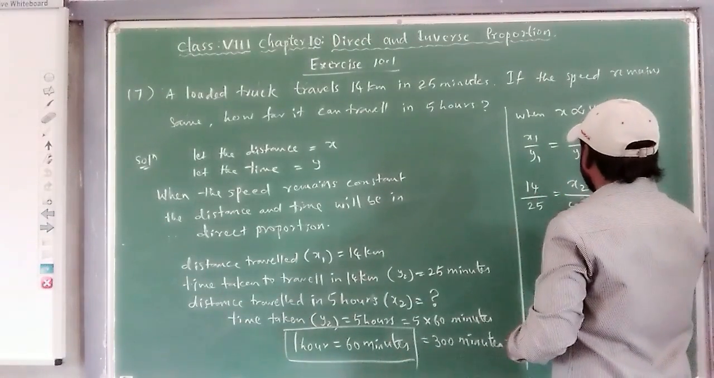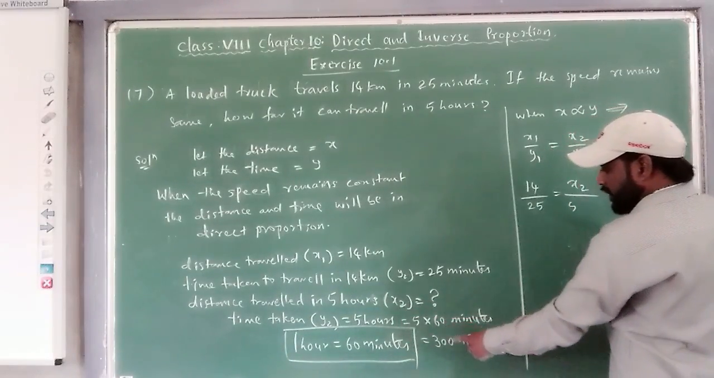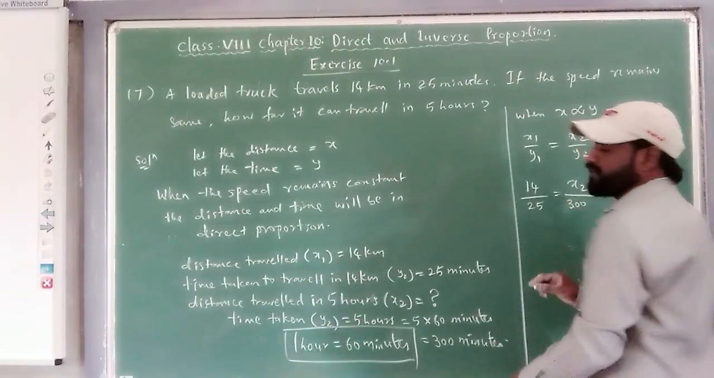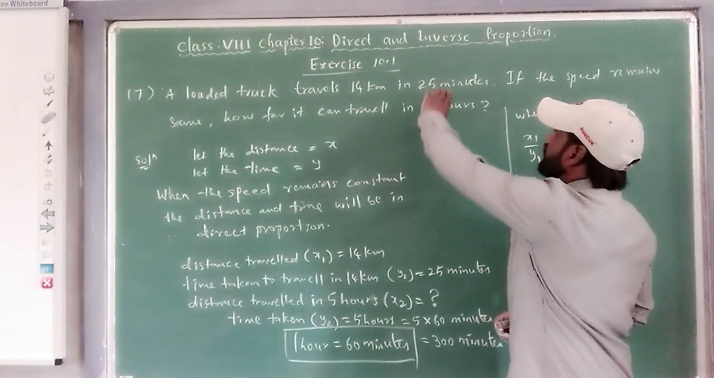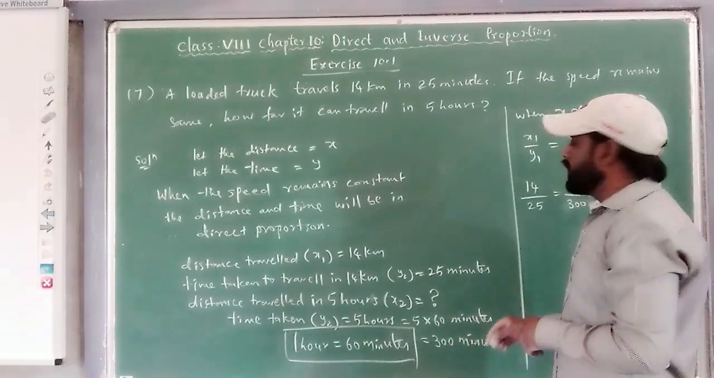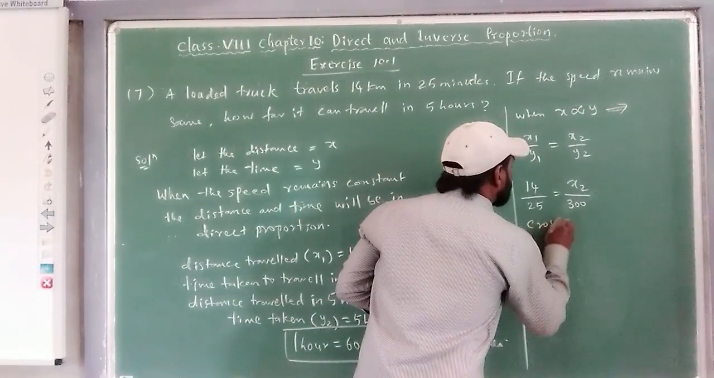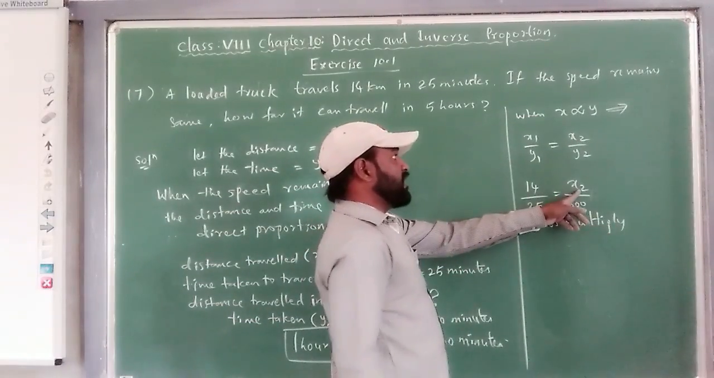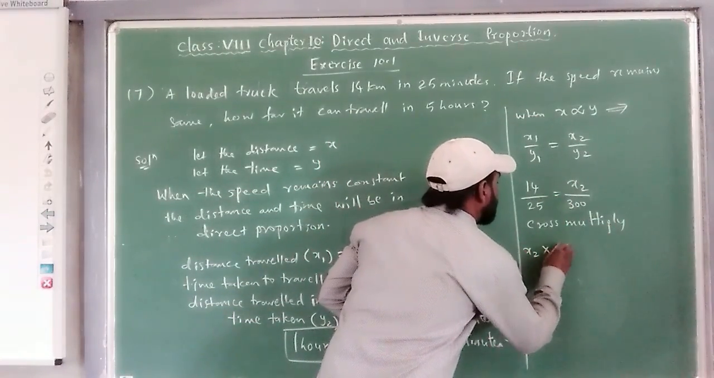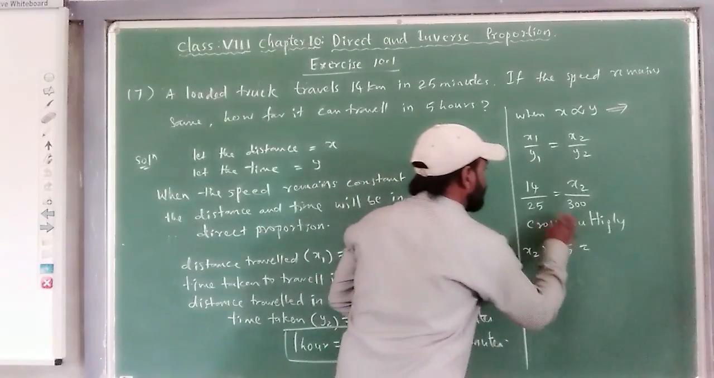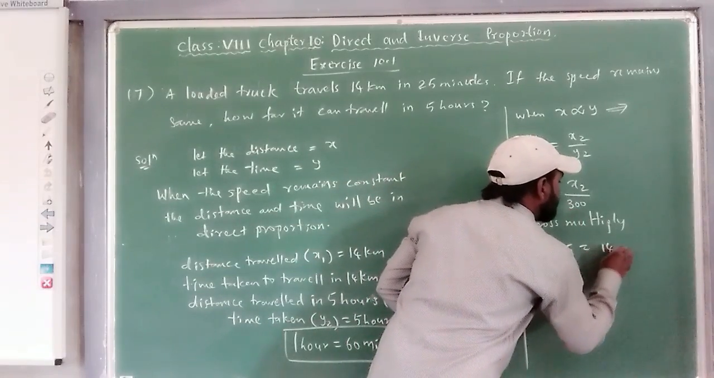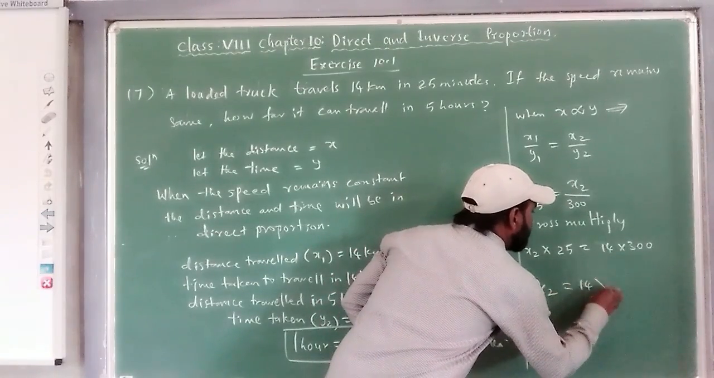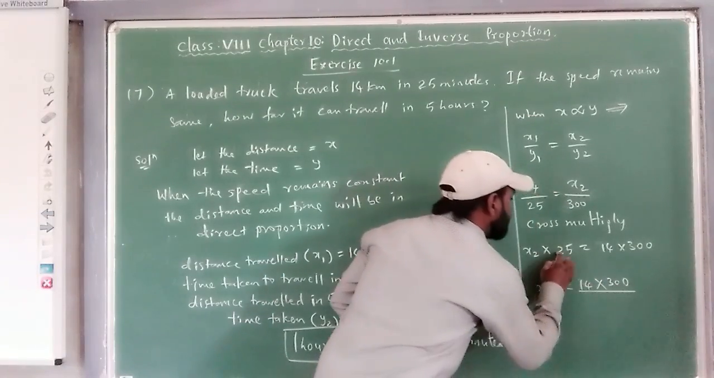y2 is what? The time taken, that is 5 hours, but the 5 hours is equal to how much? We convert it into minutes, that is 300 minutes. So we have to write 300 minutes instead of writing 5 hours. Okay? Why? Because the time should be in the same minutes. We have to convert that. Okay? Now go for the cross multiplication. So we are going to find the value of x2. So keep that x2 on the left side. x2 into 25 is equal to 14 into 300. Now x2 is equal to 14 into 300 divided by this 25.